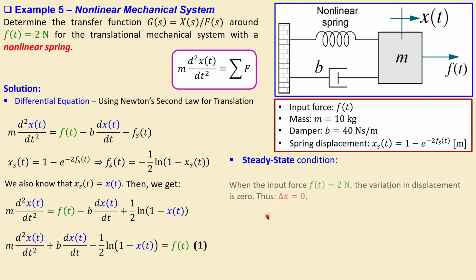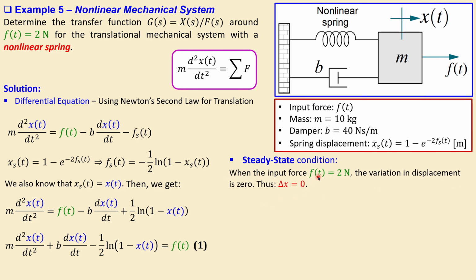Steady state condition. That means the following. When the input force is 2 newtons, the variation in the displacement is 0. Because as already said, that's actually where we start, where we have an operating point. And thus, we have a delta x of 0. You can of course select another value for this input force, and then determine the transfer function around that operating point for the input force.